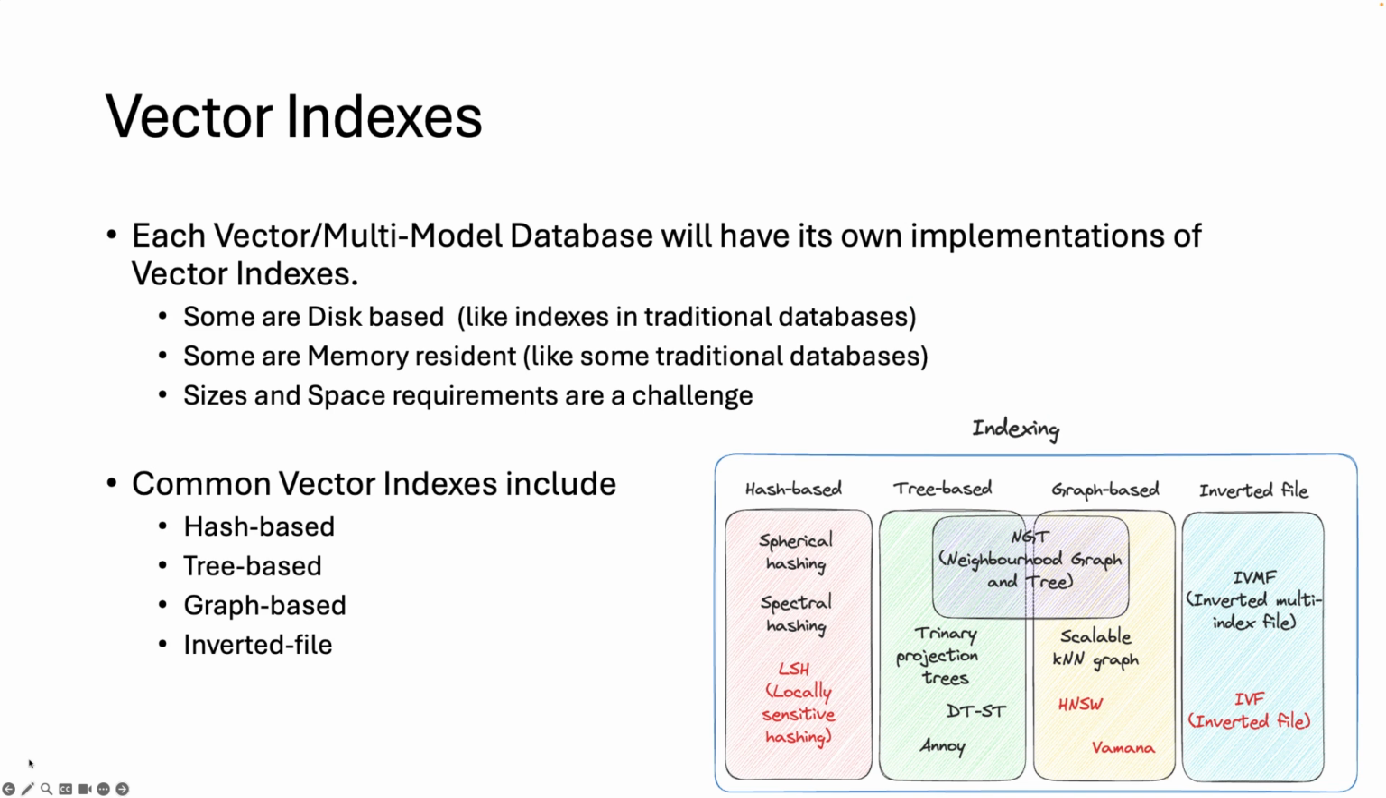Now, when we look at all the different types of indexing available for vectors, they can be grouped into four main types. One is hash based, the second is tree based, the next is graph based, and then inverted file based indexes. When we look at all of these, we do need to be a little bit careful sometimes.